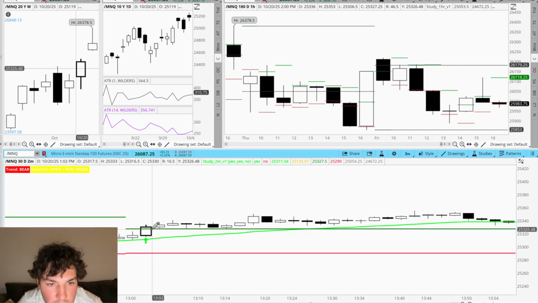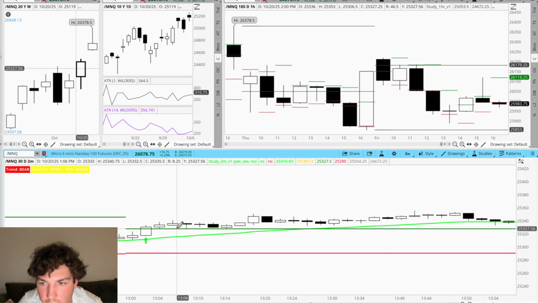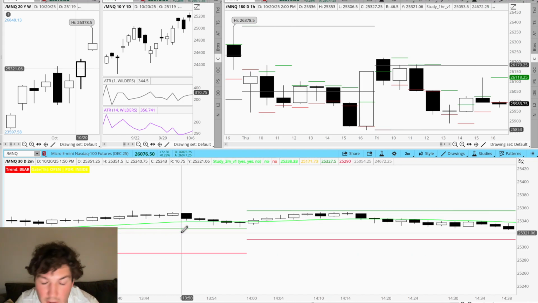See, would have filled here. Would have moved my stop loss up to here, just to this green line. Wouldn't have got stopped out there. I think this one probably would have stopped me out. So I'll say would have lost 5 points on the MES or MNQ.